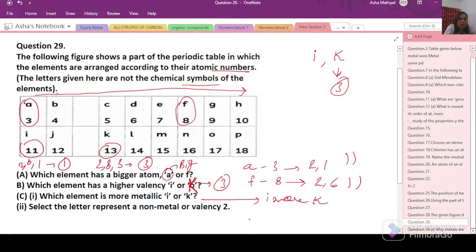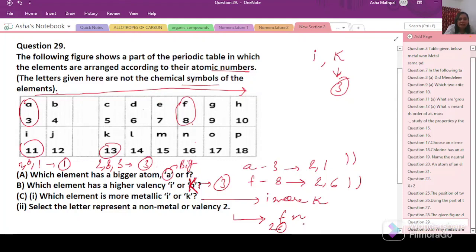Select the letter which is showing a non-metal of valency 2. So they are asking for a non-metal with valency 2. You can see here it can be F or N. F or N can be the answer because F is 2, 6, so it needs 2 more electrons to attain the octet. Clear? And it is a non-metal because it will gain.